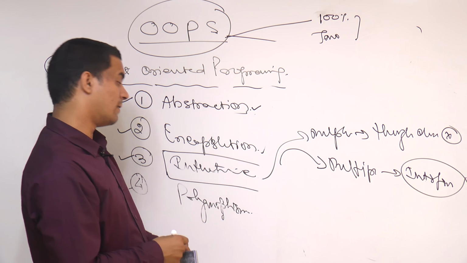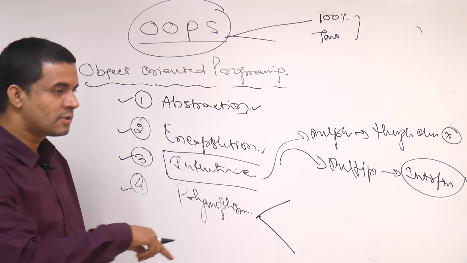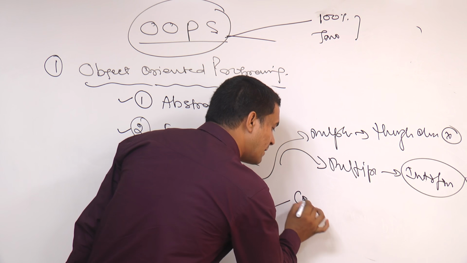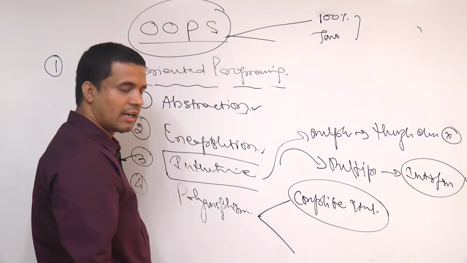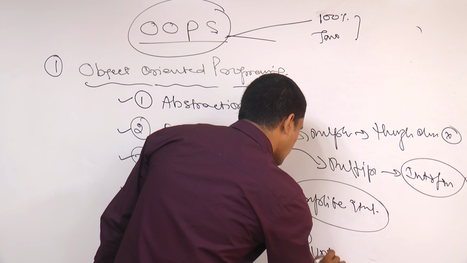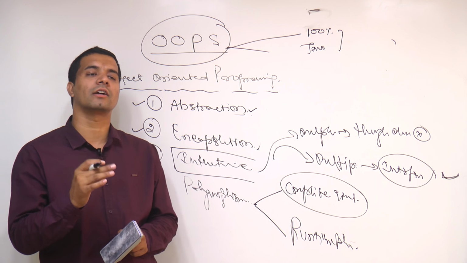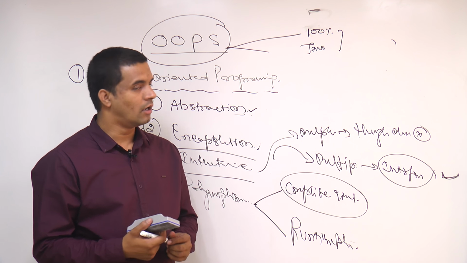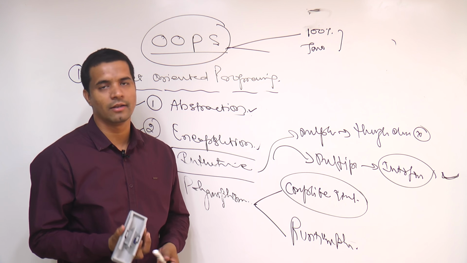Polymorphism is mainly of how many types? Two types. What are those two types? One is compile time polymorphism, and the second one is runtime polymorphism. About compile time polymorphism as well as runtime polymorphism, we will discuss in a proper, in-depth manner in the corresponding topics. I have even uploaded many videos on polymorphism, like compile time, method overloading, and runtime, method overriding with dynamic dispatch.